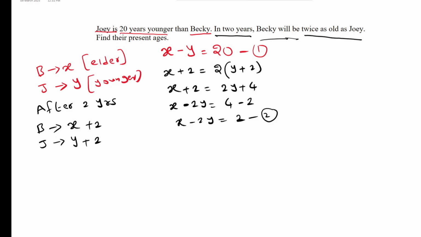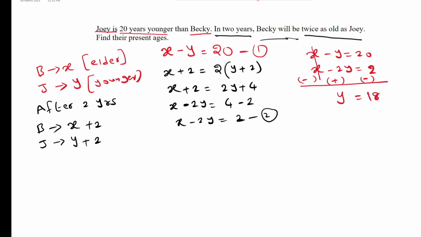Now let us try to solve these two equations by the elimination method. The first equation I am writing again here, X minus Y equals 20, and the second equation is X minus 2Y equals 2. I am doing subtraction of both the equations. So here plus X becomes X, minus 2Y becomes plus 2Y, plus 2 becomes minus 2. X cancels. Minus Y plus 2Y is 1Y, or simply Y equals 20 minus 2, 18. So the Y value we got is 18. Y is nothing but Joy's present age. So Joy's present age is 18 years.